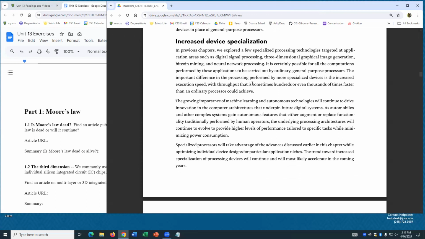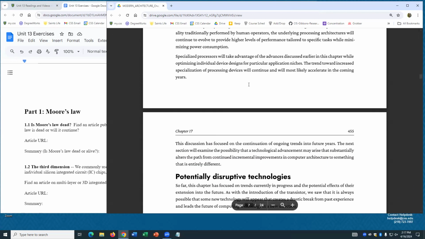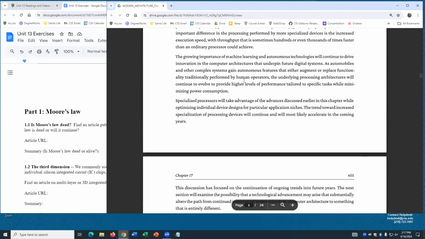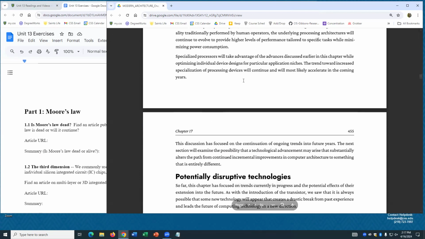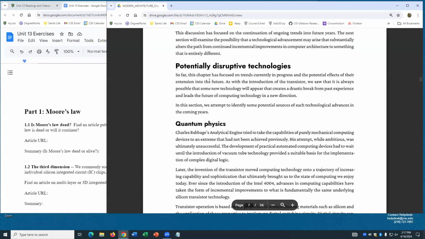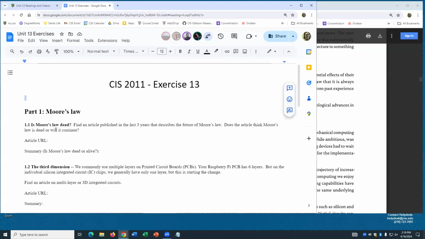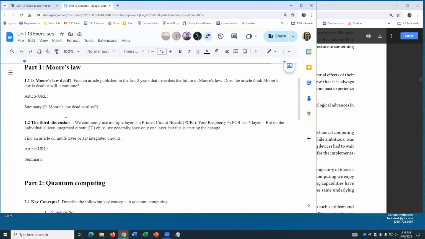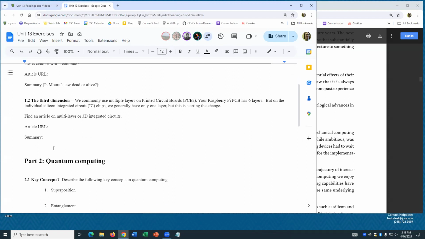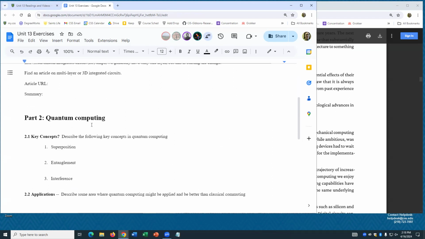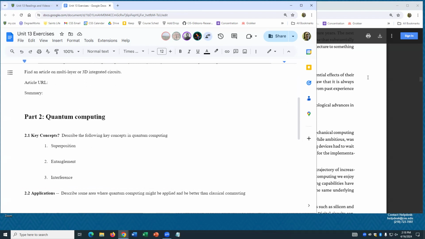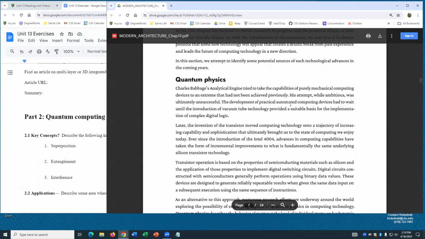Talked about specialized devices, and this is what we talked about last week, although these are more specialized circuit devices, so I'm not going to talk too much about that here. Okay, so here you're supposed to research the third dimension and Moore's law is dead. Those two things you're supposed to look at. And then we're going to talk about quantum computing here.